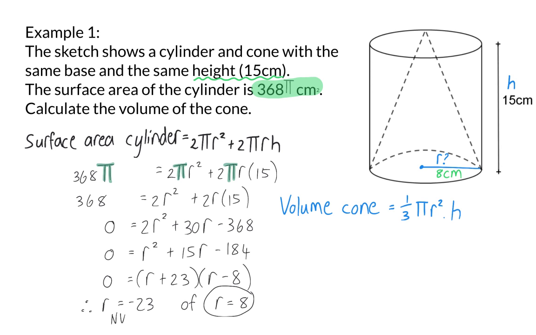Now, finally, we can calculate the volume of this cone. We already have our formula, so I'm going to substitute the radius with 8 and the height with 15. The volume of this cone will then be 1005,31 centimeters cubed.